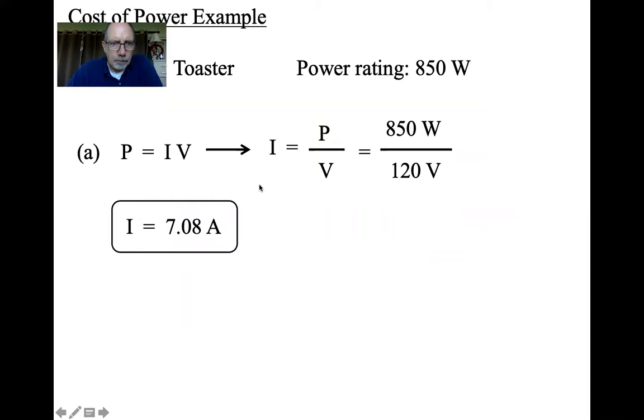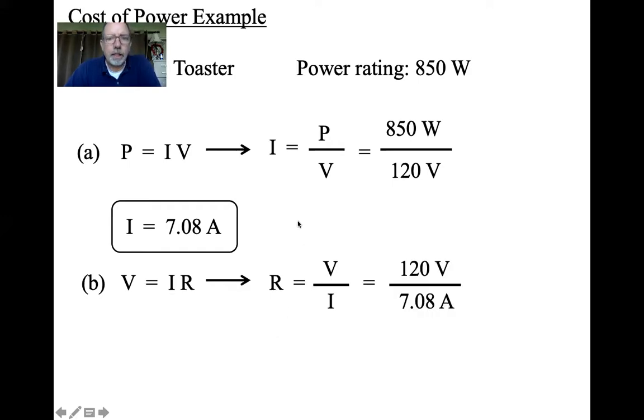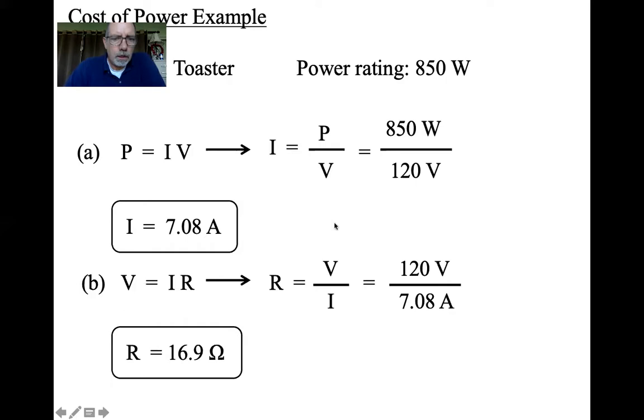Part B, use Ohm's law and this current to find the resistance. So there's Ohm's law. To find the resistance, divide each side by I, and we get R is equal to V over I. 120 volts once again, divided by the 7.08 amps of current, and to 3 sig figs I get 16.9 ohms of resistance. Now, this is just to get a little practice using this.